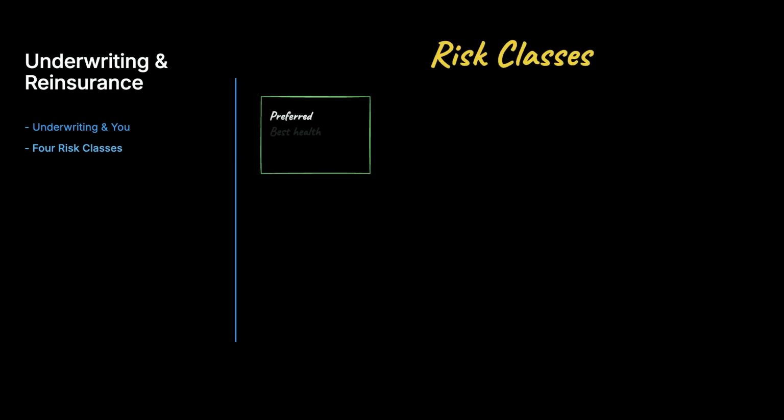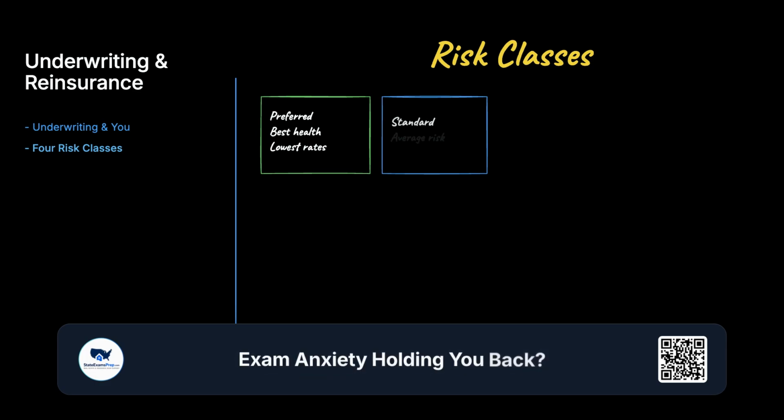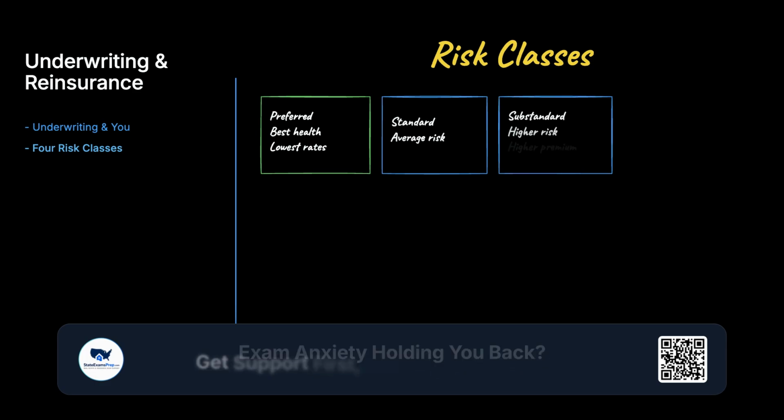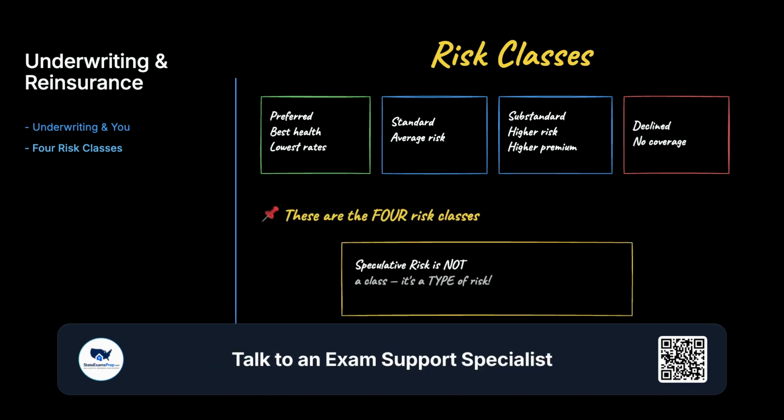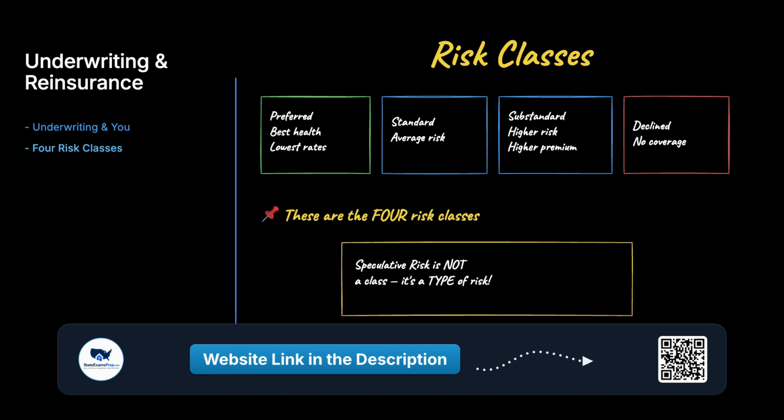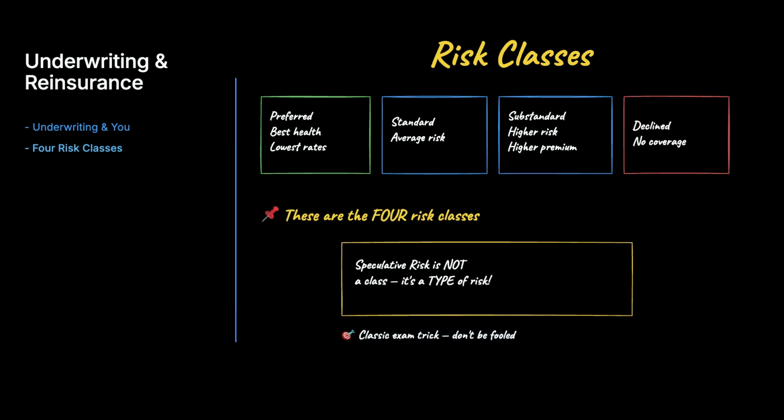When the underwriter sizes up a risk, it lands in one of 4 classes. Preferred means better than average health, the lowest rates. Standard is average. Substandard is higher risk, higher premium. Declined means no coverage at all. Watch for a classic trick. Speculative is not one of these classes. It is a type of risk. Do not be fooled.